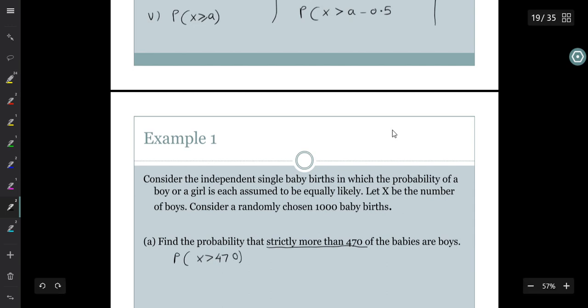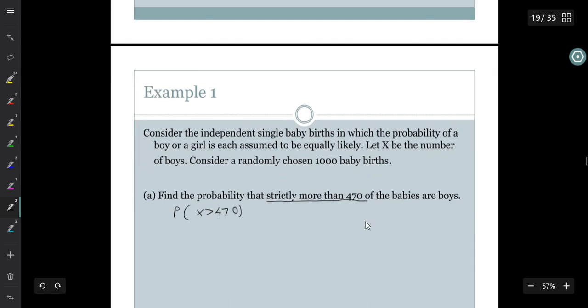Okay. So how do we do that? If x follows the binomial density, what is the number of trials? You are choosing 1000, so that is large enough. And p is 0.5, that is the probability of success. The probability of being a boy is 0.5.